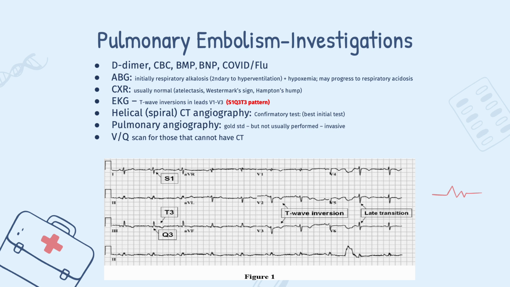What can we do in the emerge department? You can certainly throw on a Doppler, do bedside ultrasound as well. For those patients that can't have the CT, you could be dealing with a kid or a pregnant patient, you can do a VQ scan in those patients. Back in the day, we're still calling the pulmonary angio our gold standard, but it's usually not performed because it's invasive, and we can get really great information from the spiral CT.